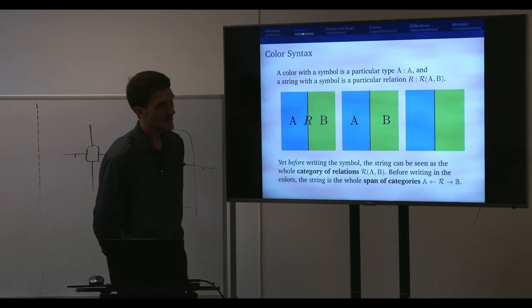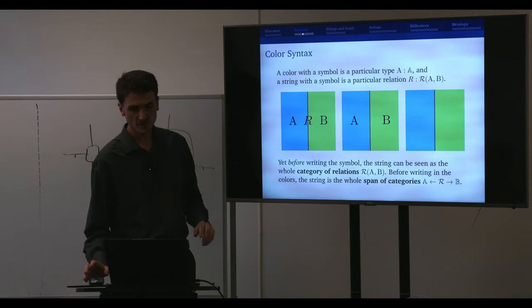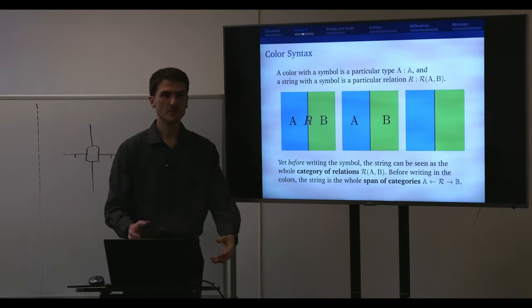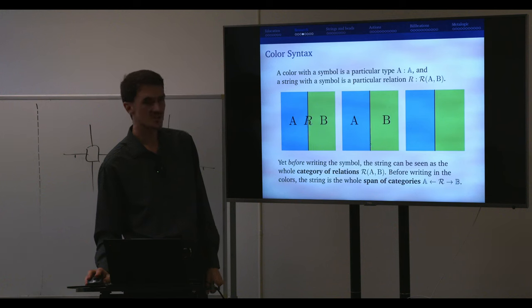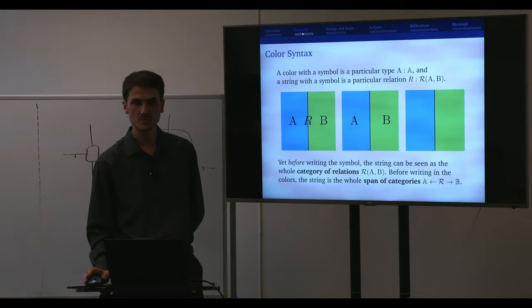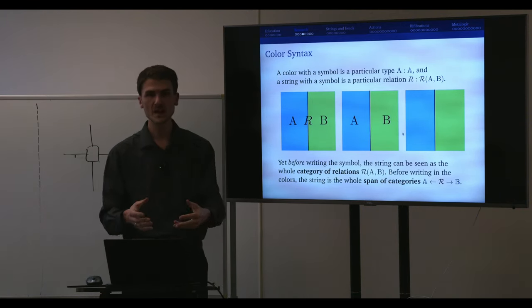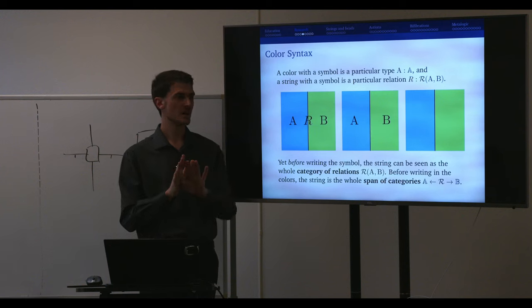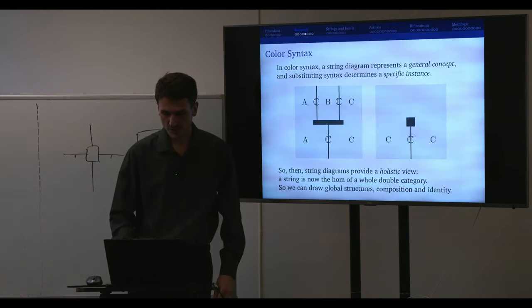So the idea is a color with a symbol in there is a particular type, and a string with a symbol, R, is a particular relation between types. But before writing the symbol R, the string could be interpreted as the whole category of relations from one type to another. And before writing in the colors, you could see it as the whole matrix of categories. Just by combining them in one language, but distinguishing between string diagrams and syntax, you get a very powerful language.